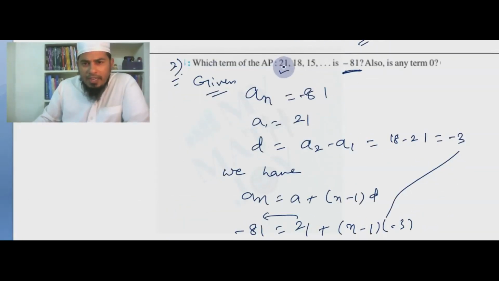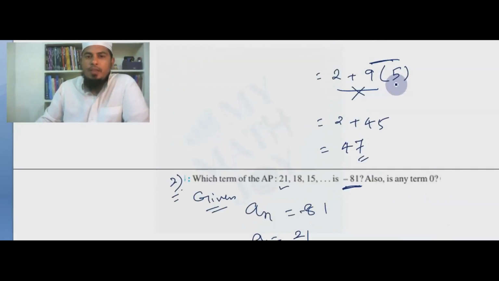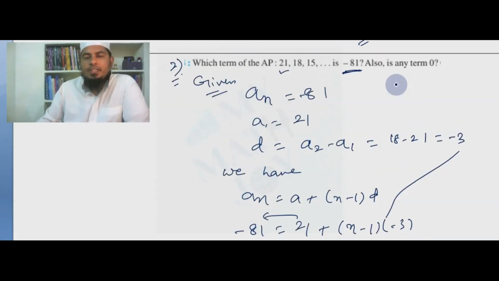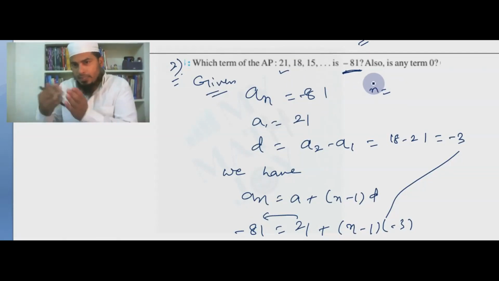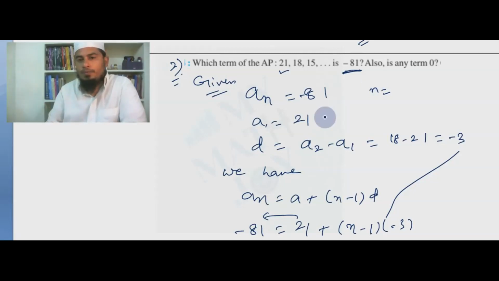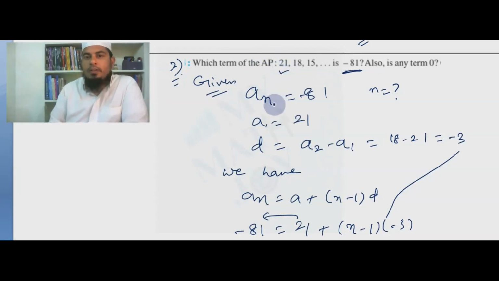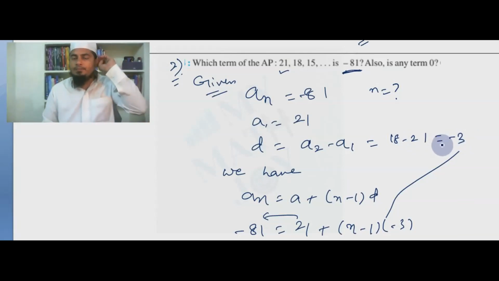Which term of the AP is negative 81? Also, is any term 0? When the question asks which term is minus 81, we want to find the n value, maybe the 25th term, 27th term, 38th term, we don't know. n is unknown, but an is negative 81. The first term is 21. The common difference is a2 minus a1, exactly 18 minus 21, which is minus 3. We need to find the n value.